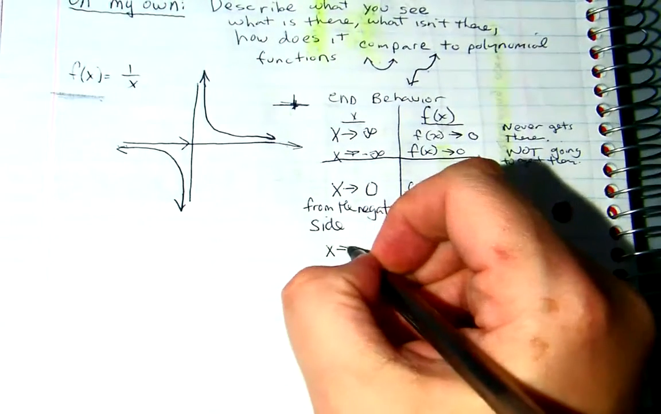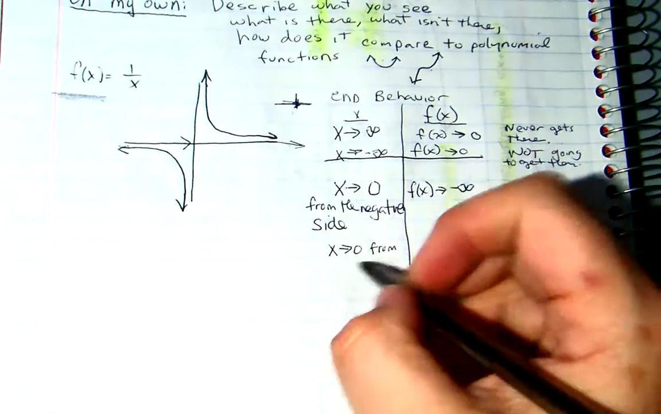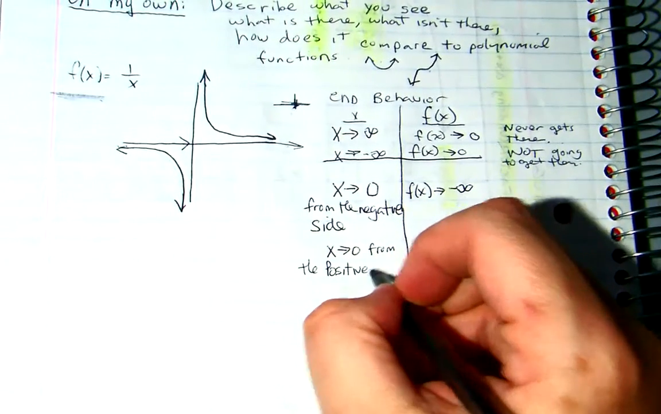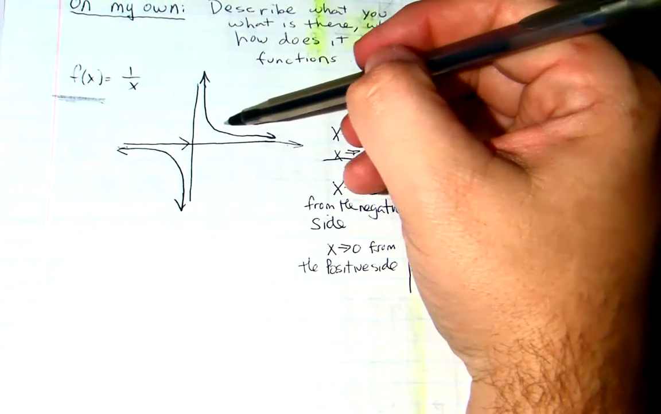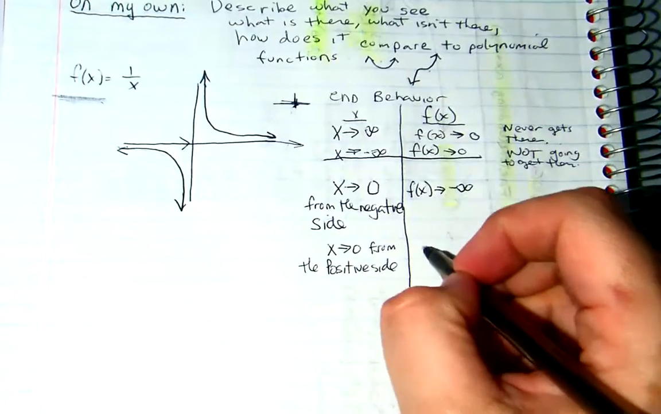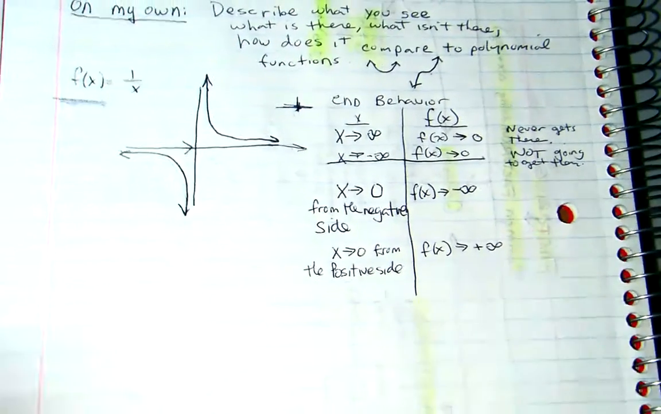And what if I'm going towards 0 from the positive side? So that means I'm in the positive side and I'm heading towards x equals 0. F of x is going towards positive infinity.